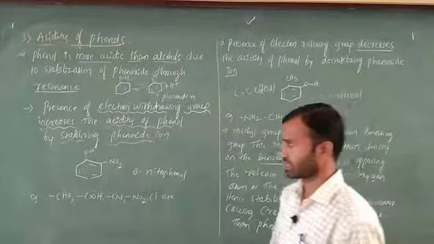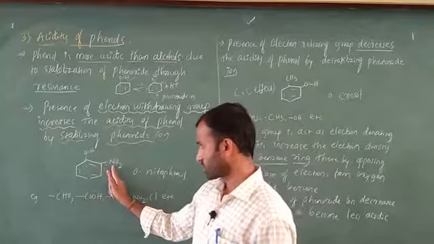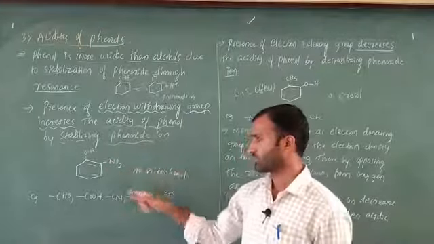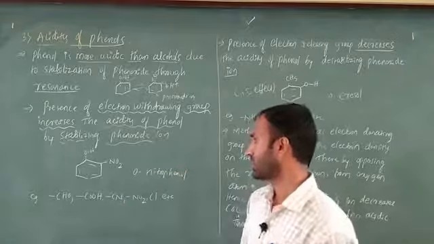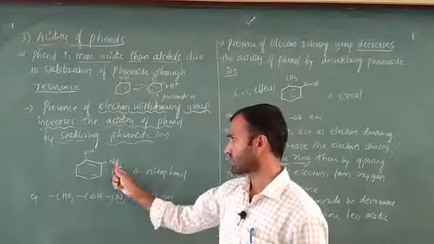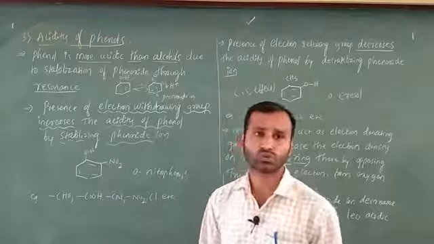Just here in this case, this is orthonitrophenol. What is the name of this one? Orthonitrophenol. Okay, that is why we are going to write it like this. Orthonitrophenol is there, and this NO2 acts as an electron withdrawing group.